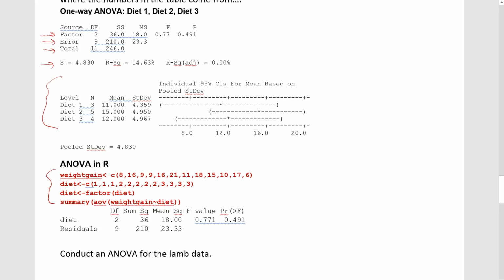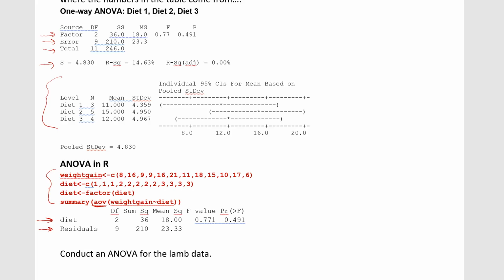you can see how to put it in. So I've given you the code. The aov function is the default ANOVA function in R, and it just gives you two rows, one called diet and one called residuals. So now let's look at the similarities and differences in these two versions of the output.